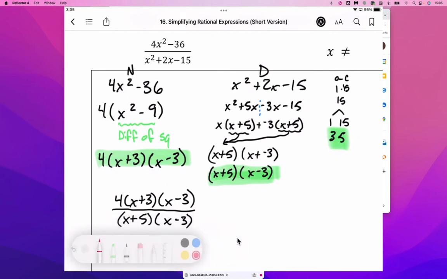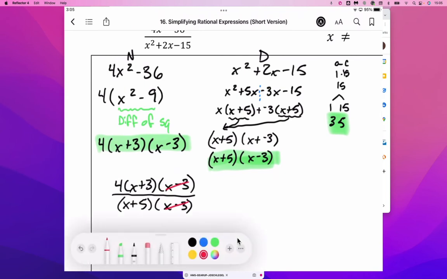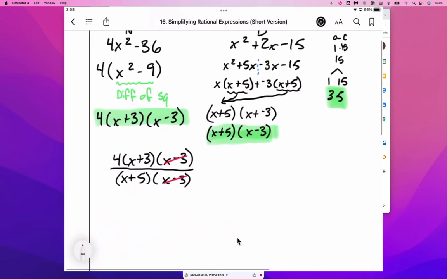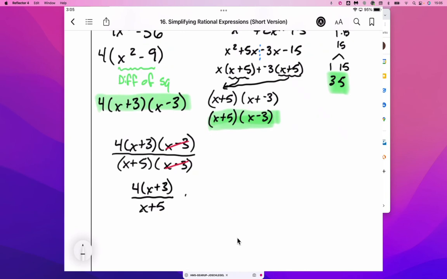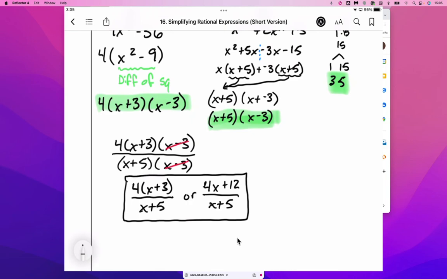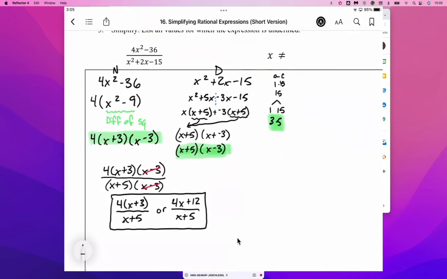We can see that they both share an x minus 3, which if we were to divide those out, they would divide out evenly and turn into 1. And so they will basically drop out. We are left with 4 times x plus 3 over x plus 5. That's an acceptable answer for me. I'm not sure if Matthew would take that or if they would want you to multiply the numerator out. If they do want you to multiply the numerator out, you would get 4x plus 12 over x plus 5. Those would be our solutions for how to simplify that fraction that we started with.